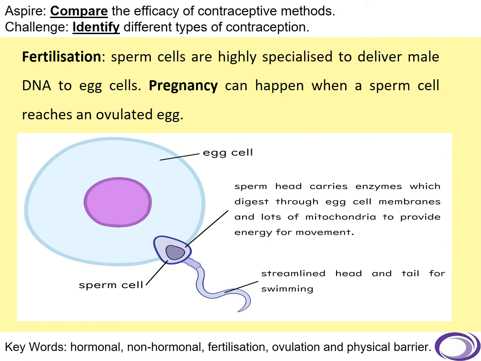Just a little bit of background information to remind you. Fertilization is the process where the sperm cells, which are the highly specialized sex cells of the male, deliver the male DNA to the egg cells of the female. If that happens, pregnancy can occur when the sperm cell reaches and fuses with an ovulated egg cell that's been released from an ovary. We talked about that when we talked about the menstrual cycle.